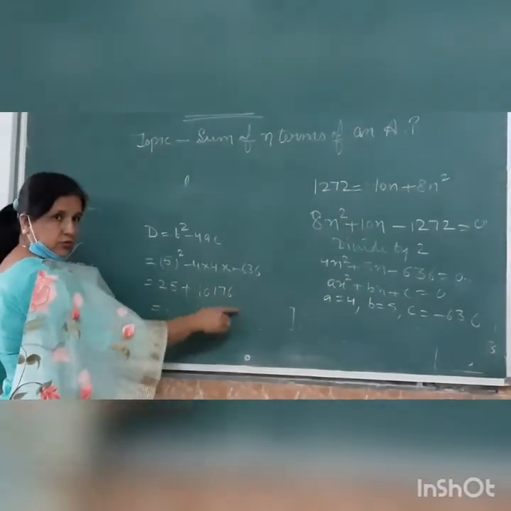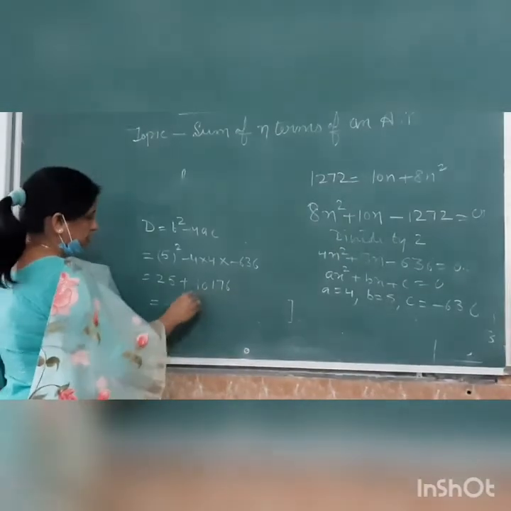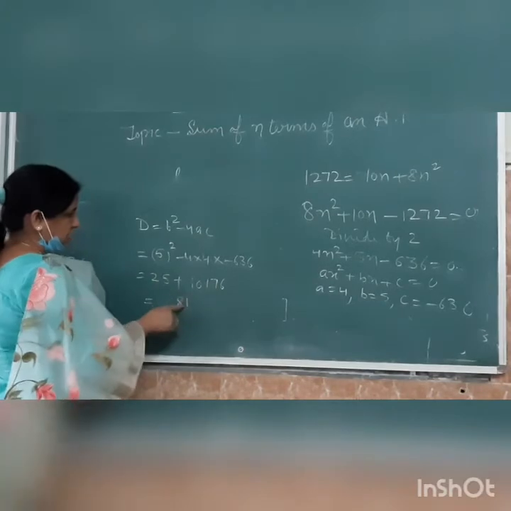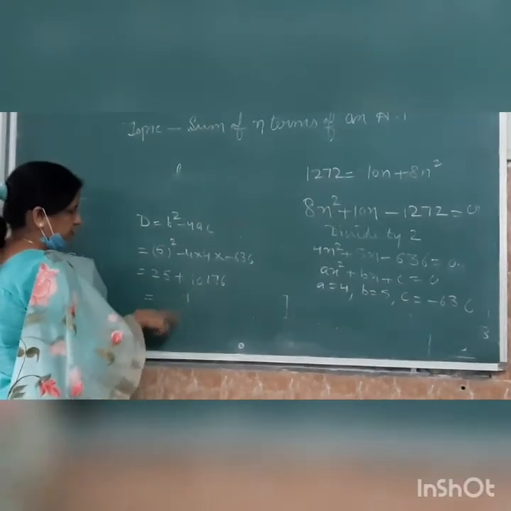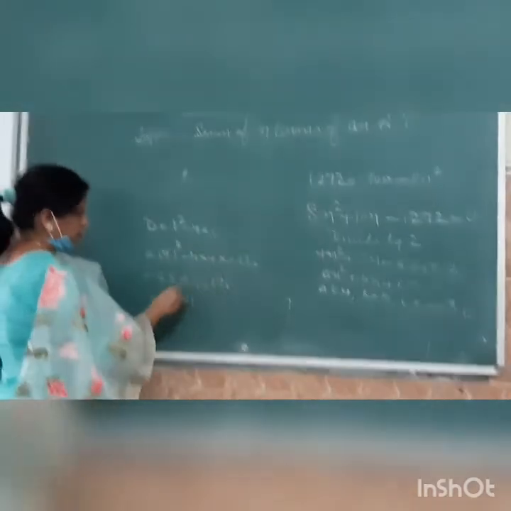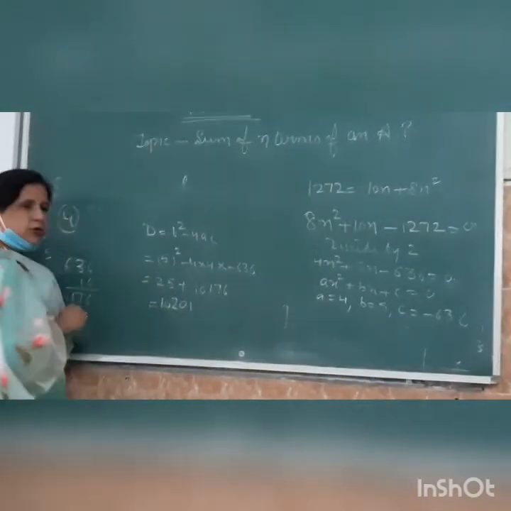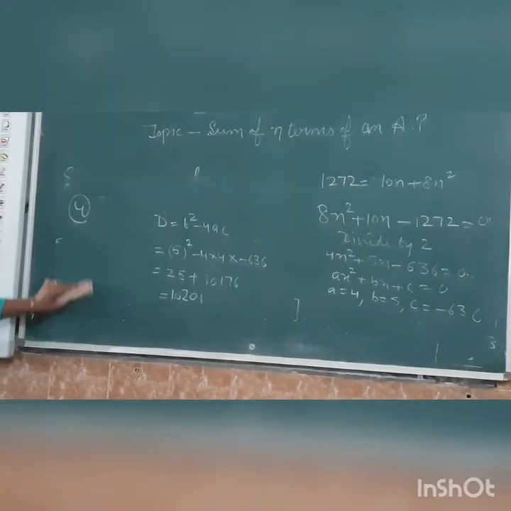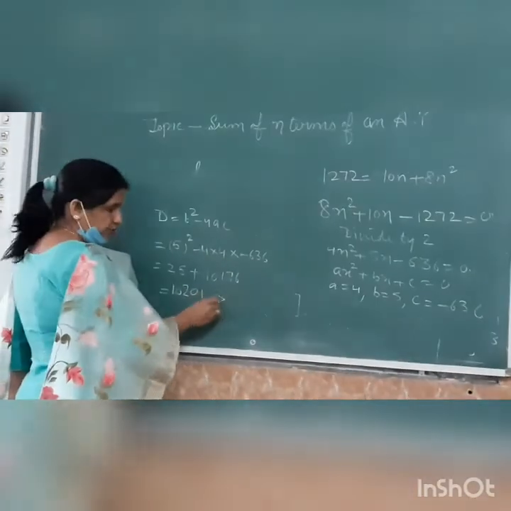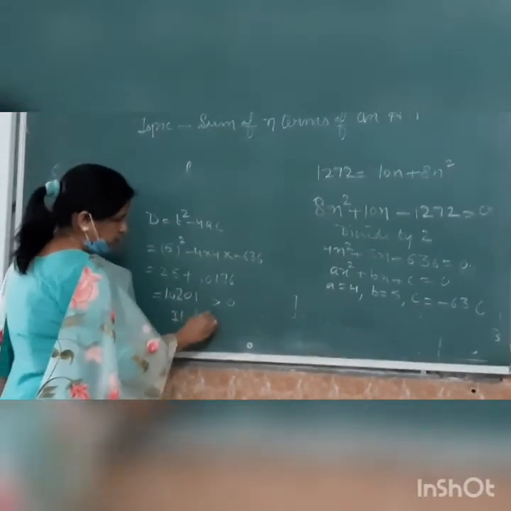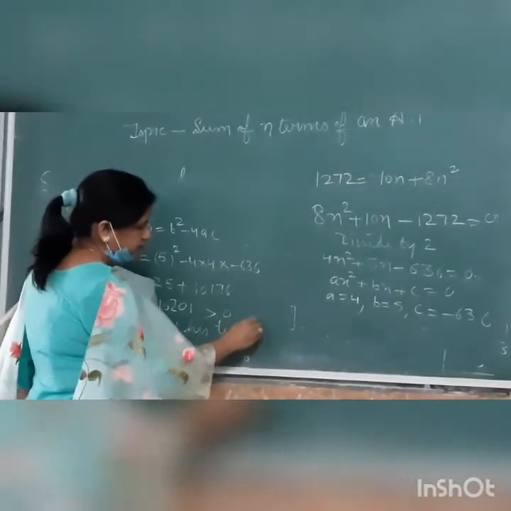ऐड कर दो दोनों. 1 8... 5 6 11 हो गया, 1 कैरी. 9, 0 हो गया बेटा, 1 फिर कैरी, 2. 10,201. ठीक है, डिस्क्रिमिनेंट आ गया, that is positive, greater than 0. It has 2 real roots.